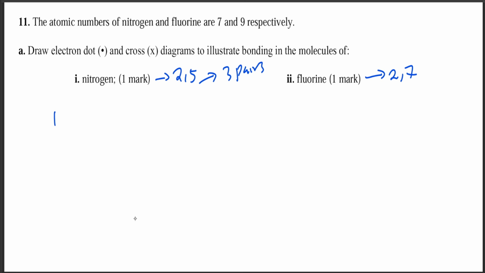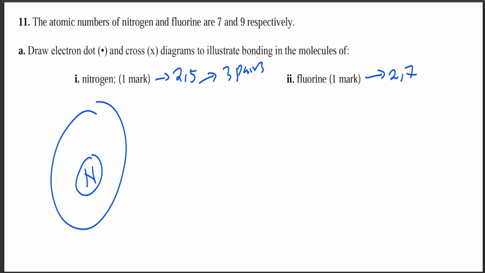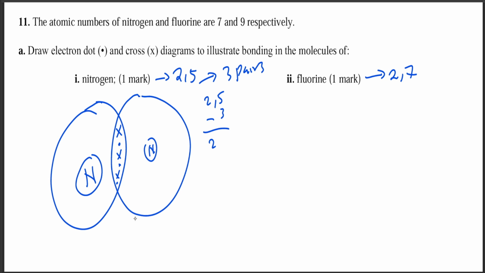So again, let's draw this. One nitrogen bonding with another nitrogen. So you require 3 pairs. So each one gives 1 pair: first pair, second pair, and third pair. Now I'm drawing X and dots to differentiate between the first nitrogen and the other nitrogen. So 2, 5, and if you remove 3 electrons, it is going to remain with 2 electrons outside. So each one will have 2 electrons. So this is a triple bond. This is now called a triple bond.